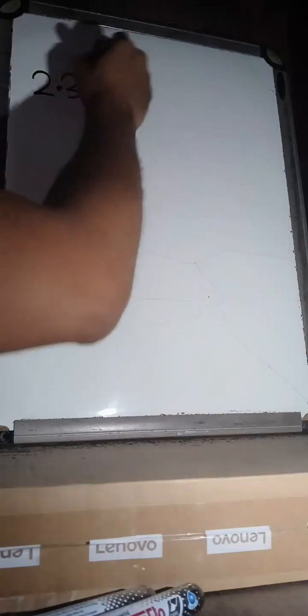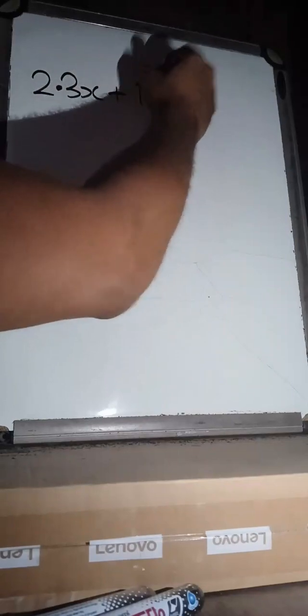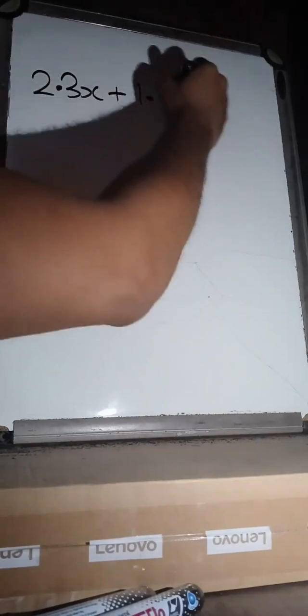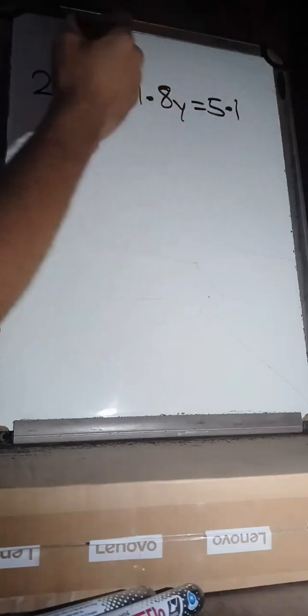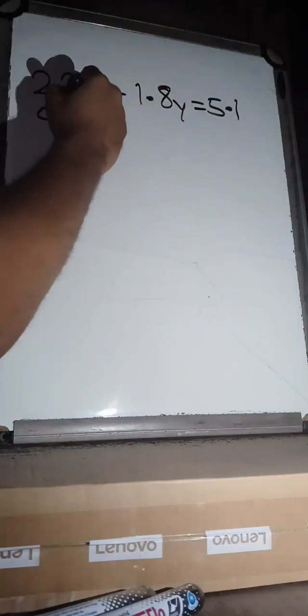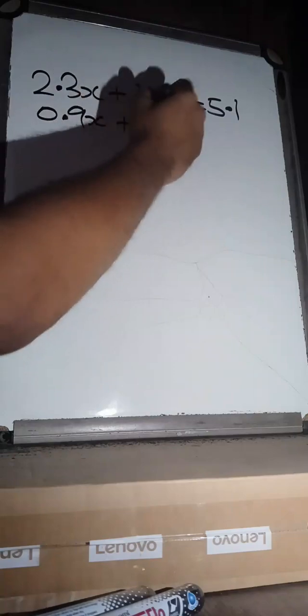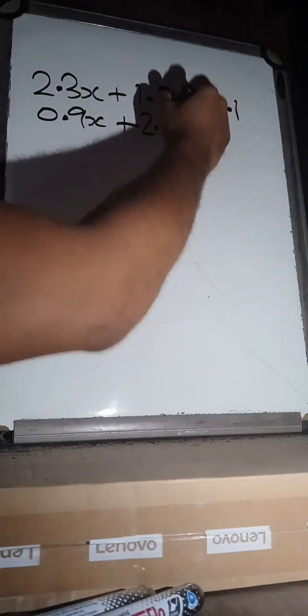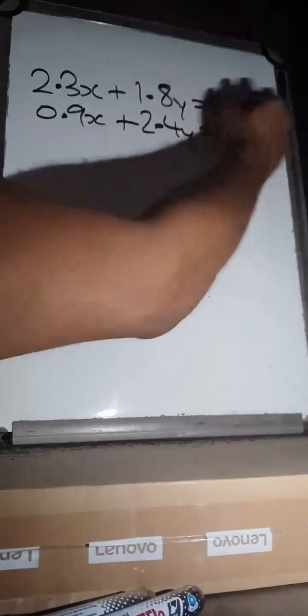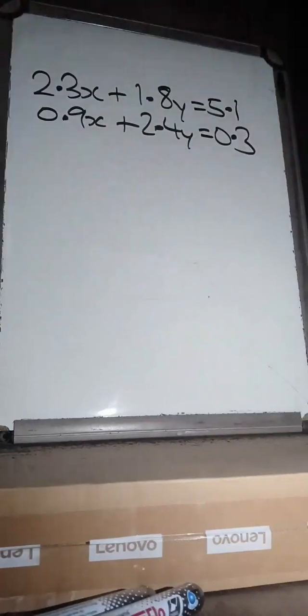Anyway, 2.3x plus 1.8y equals 5.1. 0.9x minus 2.4y. Alright, good.